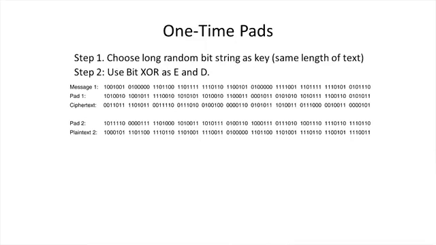It was sent over the insecure channel and saved in the storage. If we try to decrypt with a different key, like pad 2 here, the row number 4, will yield plain text 2, which is completely different from the original text.